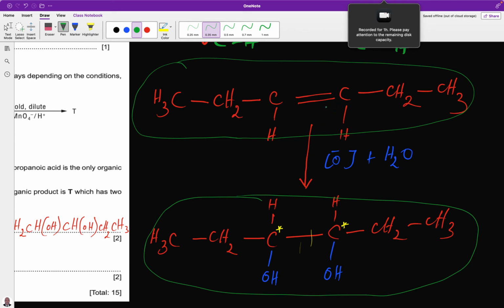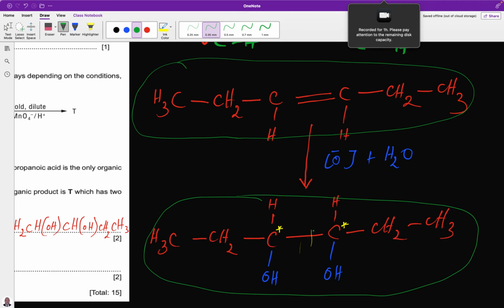Geometric isomerism will only occur in compounds with double bonds. Because of the non-rotation of the carbon-carbon double bond, geometric isomerism will occur here. Therefore, we will say V will undergo geometric isomerism, or what we call cis and trans isomerism. Then this is T. T is the other type of isomerism, optical isomerism.